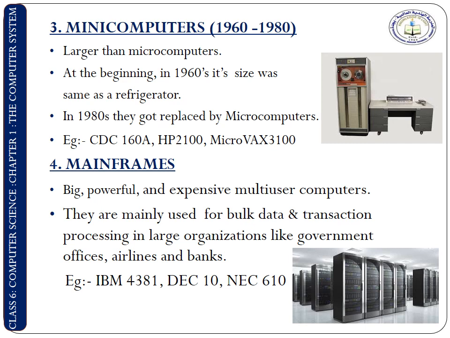Number 4, mainframe computers. They are big, powerful and expensive multi-user computers. They will have multiple processors and much storage capacity to maintain centralized terabyte-size databases. They are mainly used for bulk data and transaction processing in large organizations like government offices, airlines, and banks.